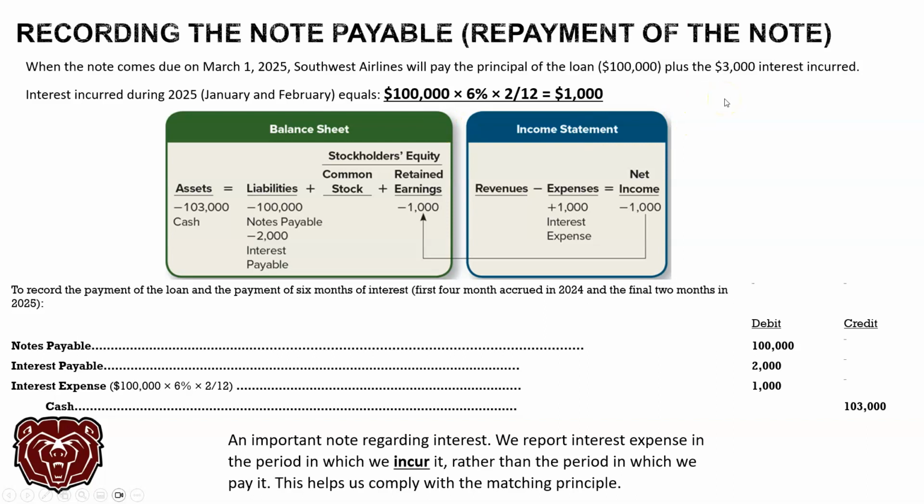This one gets a little more complicated because what we're recognizing is there is still some amount of interest that we haven't recognized the expense for, that last month, that month of February, that we, January and February, that we didn't recognize the interest expense for. So same concept though, okay? We're going to repay the entire note payable. So that's $100,000, okay? We also have interest payable that we had built up of $2,000.